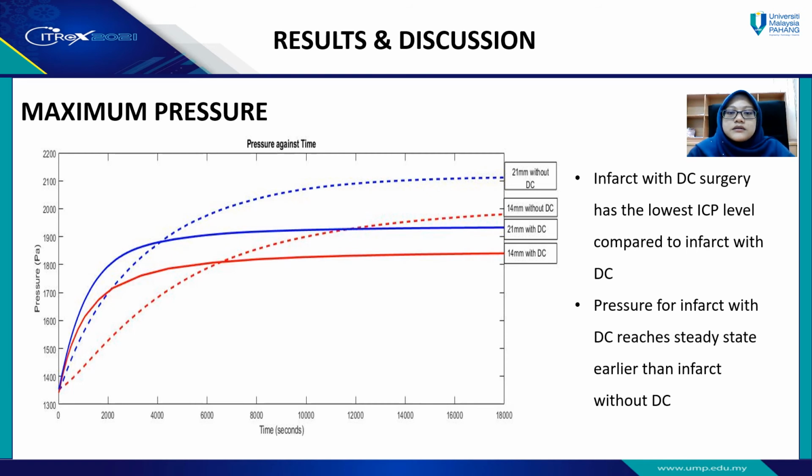Based on the graph of maximum pressure against time, it shows that after decompressive operation, the level of intracranial pressure for both infarcts is lesser compared to both infarcts without decompressive craniectomy operation. It also shows that the pressure produced by the infarct with decompressive craniectomy reaches steady state faster, while without decompressive craniectomy, it takes a longer time to reach it.